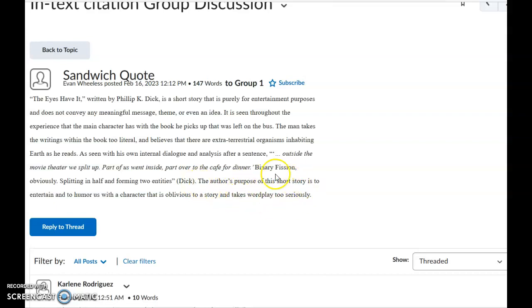And then this last part is his connection. It explains why he thought it was important to include this quote. He's explaining it in the context of his essay, okay?